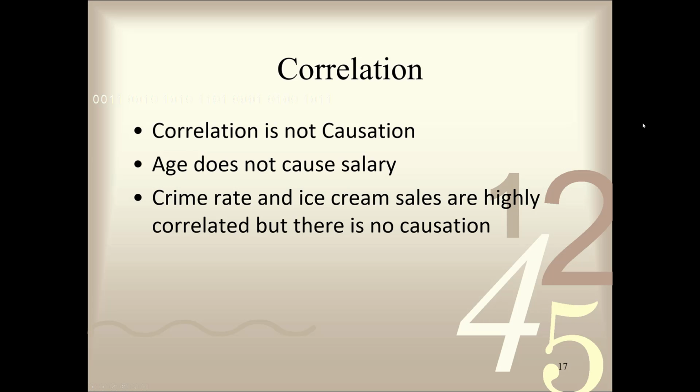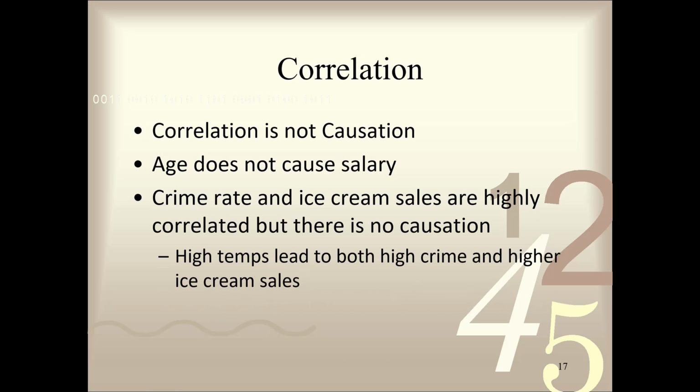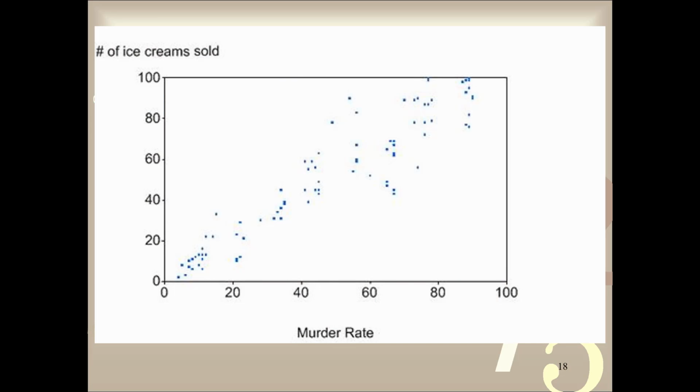Another example that you may have heard before is crime rate and ice cream sales are very highly correlated, but obviously there's no causation there. Crime rate's not causing ice cream sales to go up. Ice cream sales aren't causing crime rate to go up. What's actually going on is high temperatures in the summer lead to both high crime rates and higher ice cream sales. Okay, and here's a picture of that, scatter plot of that. You can see fairly strong upward sloping positive correlation, but not causation.